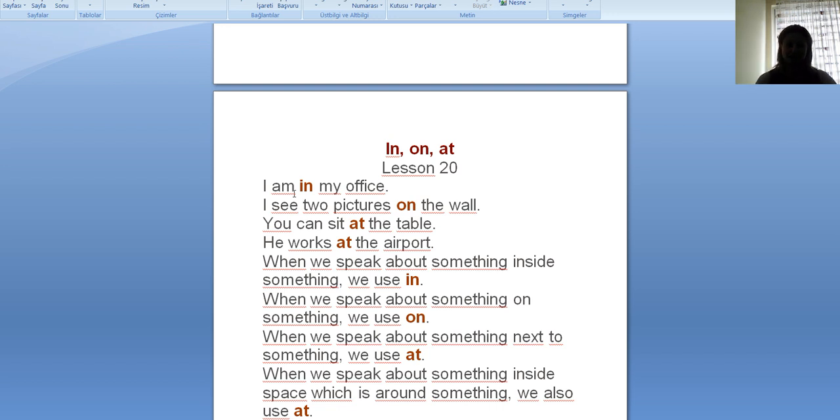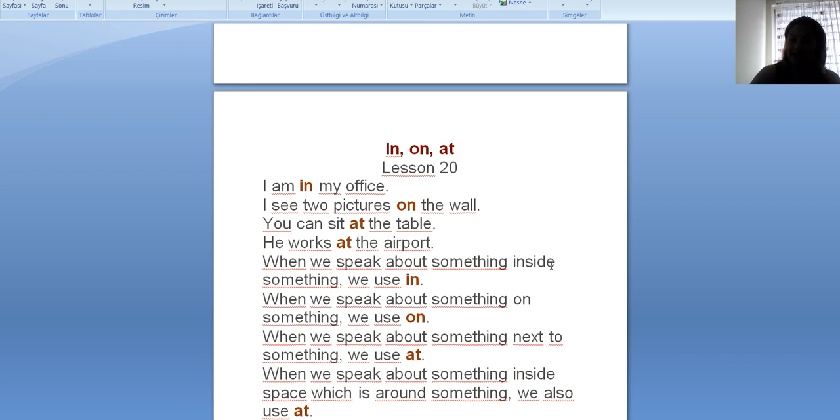Masada oturmak. Mesela sandalyede oturuyoruz ama masada ders çalıştığımız için we can say sit at the table. Türkçe'de de konuşuyoruz, sandalyene geç otur denmez, masaya geç otur denir. You can sit at the table. On the table demiyoruz bakın. At the table. He works at the airport. Onun işi havaalanında.